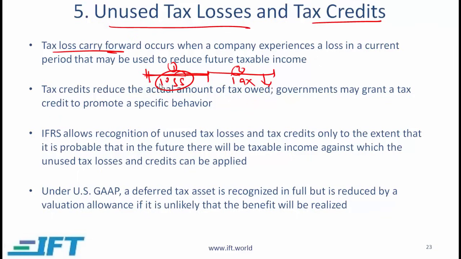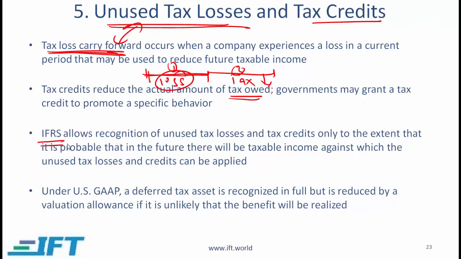When this can happen, we say that we have a tax loss carry forward, and this is essentially unused tax losses. So these two terms are related. The one that you really need to memorize is tax loss carry forward. Tax credits reduce the actual amount of tax owed. Governments may grant a tax credit to promote a specific behavior. So a company might set up a factory in a rural area because the government gives a tax credit for doing so.